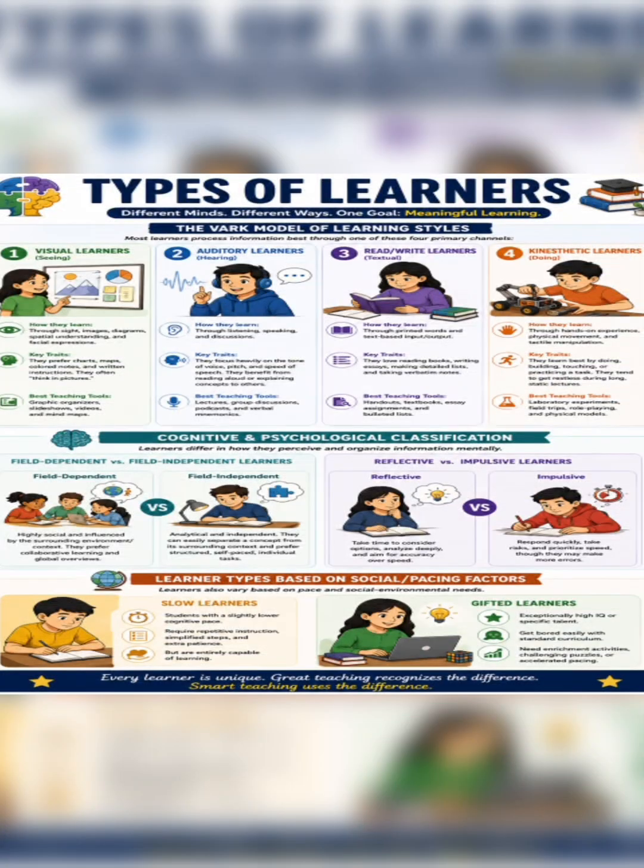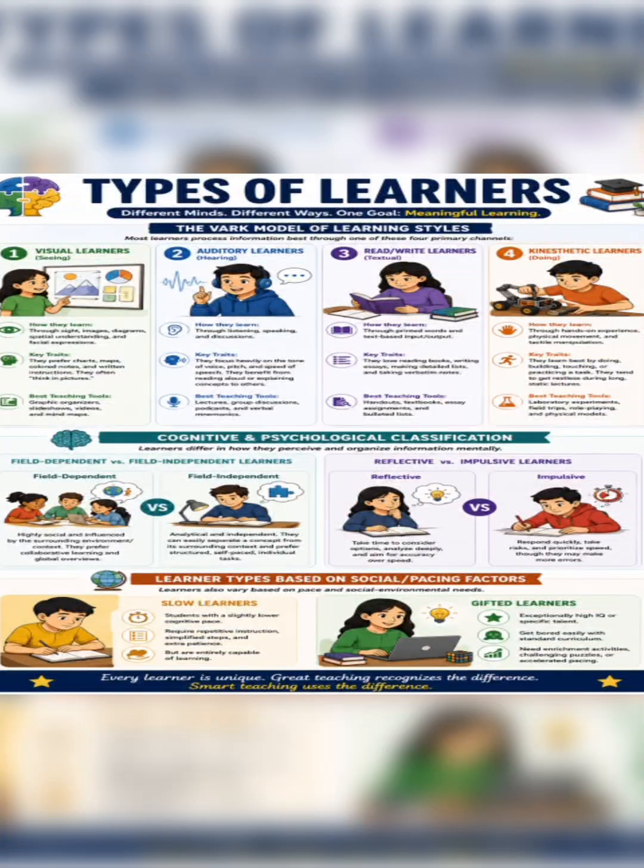So, have you ever noticed how some people can look at a single chart and immediately understand a complex trend, while others need to hear it explained out loud or literally build a model with their hands to grasp it? The human brain is beautifully diverse. If a student is struggling, it's rarely a lack of intelligence. It's usually a mismatch in how information is being delivered.